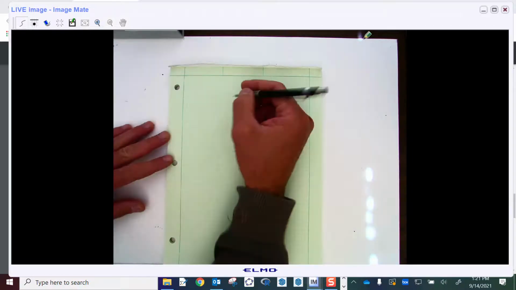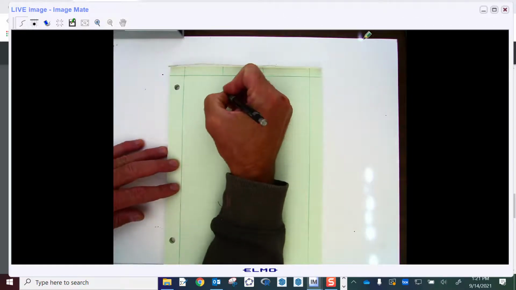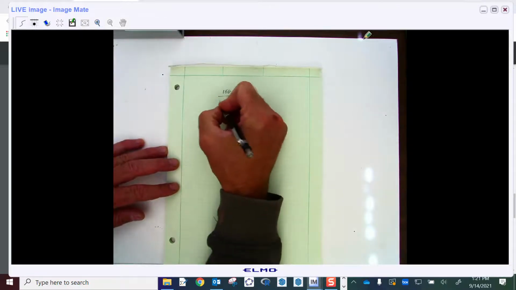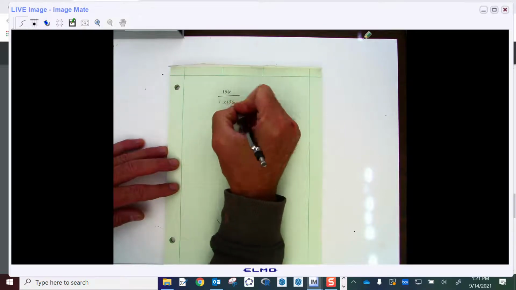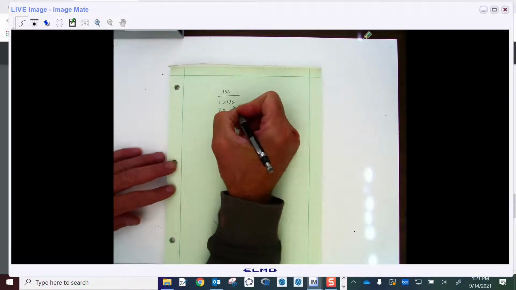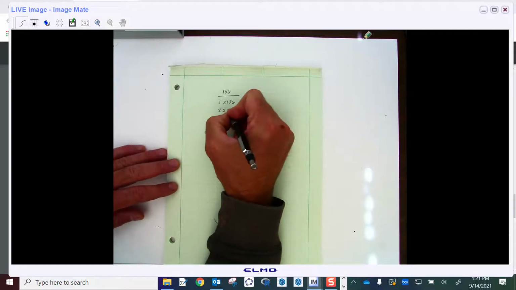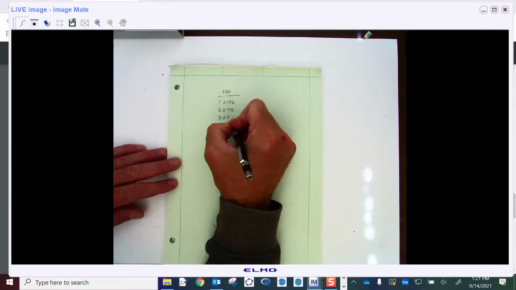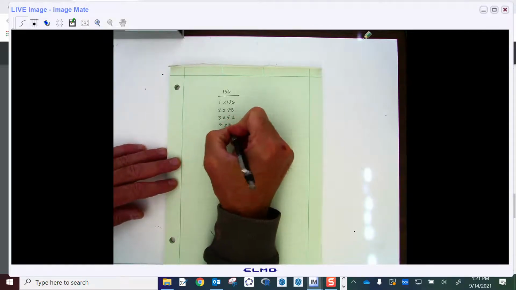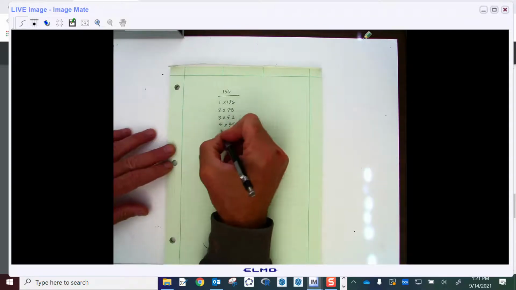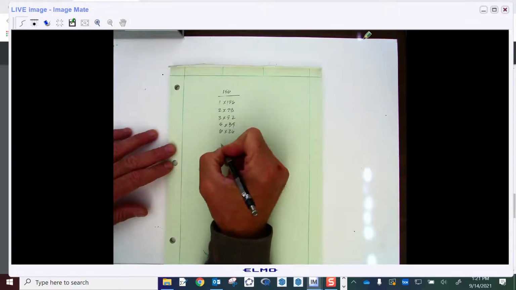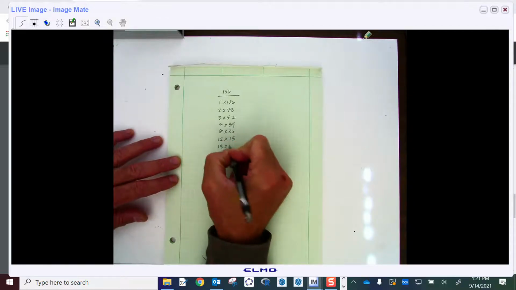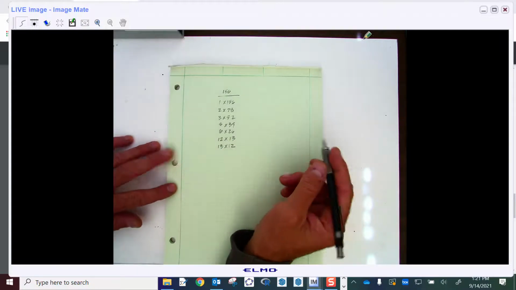Okay, so he has written 156 down, and so far he has 1 times 156. He has 2 times 78. He has 3 times 52. He's got 4 times 39. He skips 5 and he gets 6 times 26. And then he does 12 times 13 and 13 times 12. And the question is, can he stop counting?